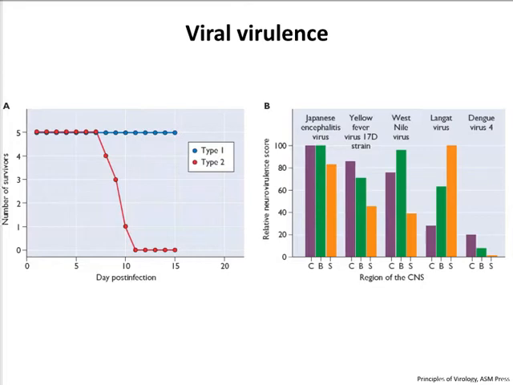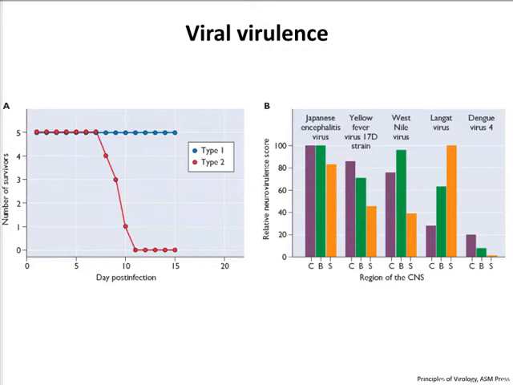So here are two examples with two different sets of viruses. On the upper left is infection of mice with two strains of poliovirus. And we're looking at the day after infection and the number of surviving mice. So in this experiment, 5 mice were infected. The virus was put directly into the brain with a needle. And then we're simply looking at each day and asking how many mice are surviving. And you can see with the red virus, type 2 poliovirus, eventually after day 5, the mice begin to die until they're all dead by day 10.